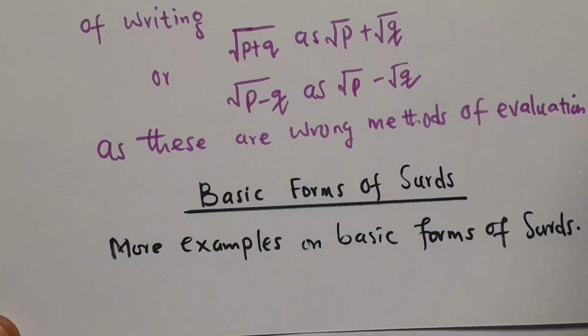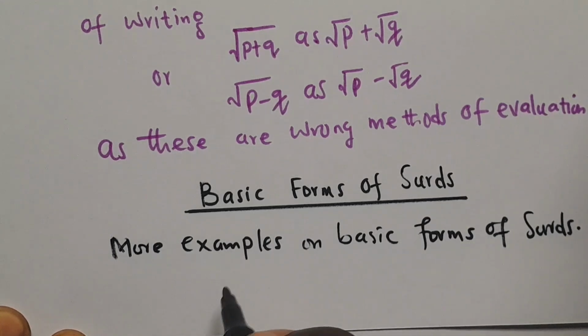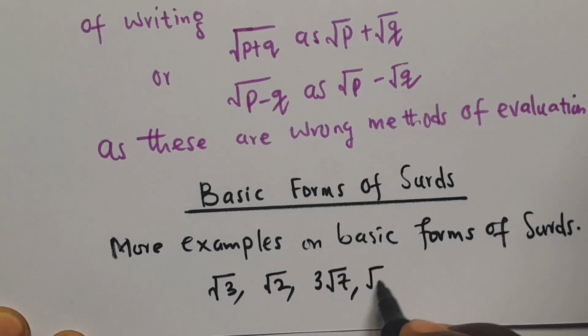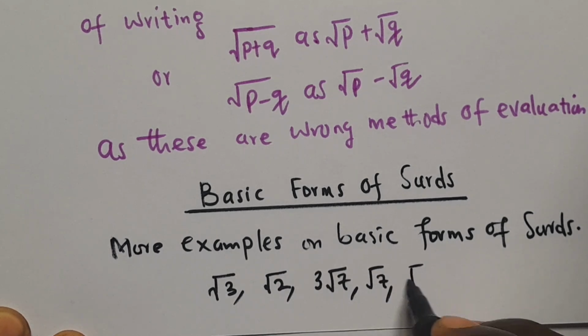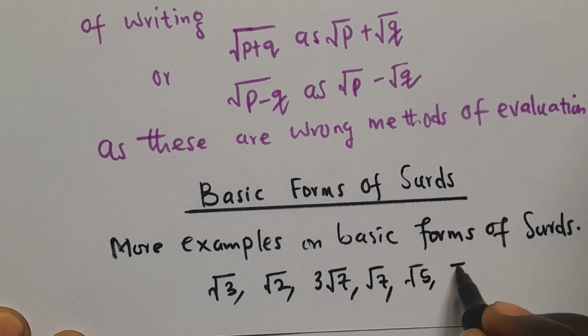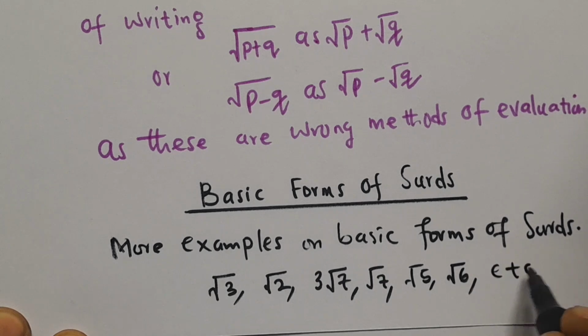And that is the definition for basic forms of surds. Now let's take a look at more examples under basic forms of surds. When we have square root of 3, it's in basic form. When we have square root of 2, it's in basic form. When we have 3 root 7, it's in basic form. When we have root 7, it's in basic form. When we have square root of 5, it's in basic form. When we have square root of 6, it's in basic form, etc.